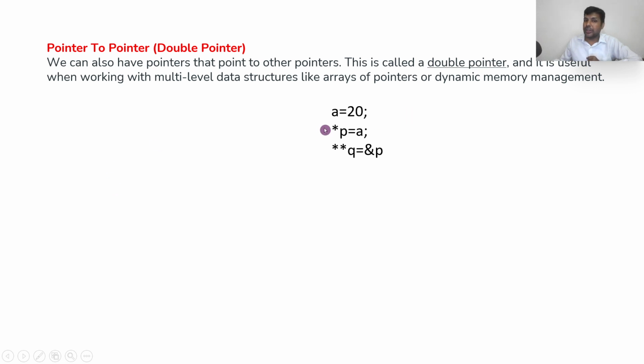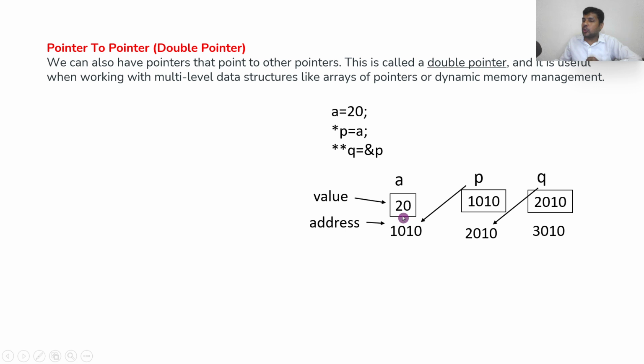So let me show you. For example, a is equal to 20, p is equal to &a, and then ** q. Now I am using a double pointer. This is also called a double pointer: **q is equal to &p. Right, so what happens now?